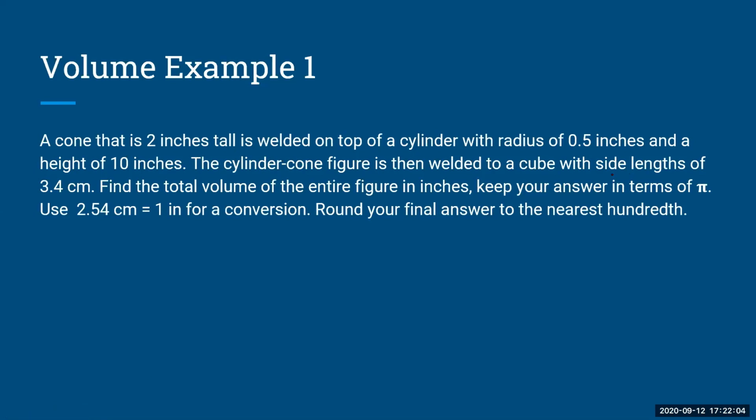So round your cube side volume to the nearest hundredth. And then when you add them all up at the end, just keep them in pi. I mean, you could multiply by 3.14 if you want.